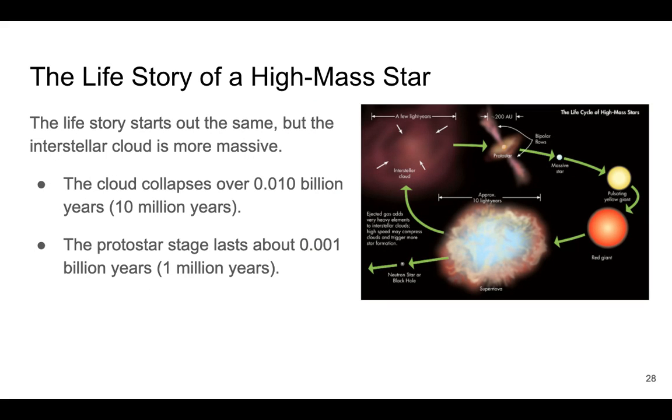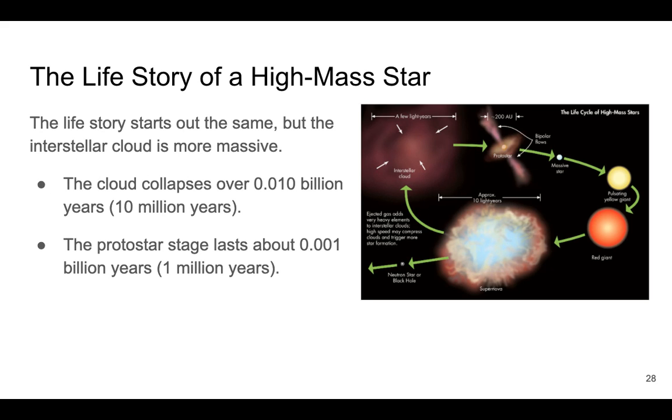So if we're talking about the high mass stars, it all starts out kind of the same. It's going to start off as a giant interstellar gas cloud. The gas cloud is going to have more stuff in it. So the fact that there's more stuff means there's more mass, so gravity is going to work better because there's more mass for everything to pull on. So it's not going to be a gas cloud for quite as long. For a low mass star, maybe 20 million years. For a high mass star, maybe 10 million years.